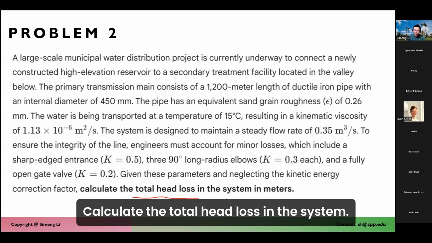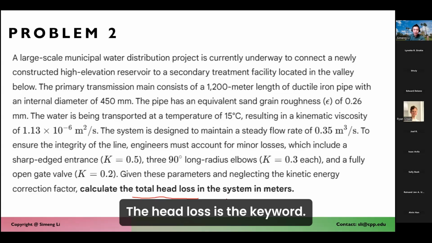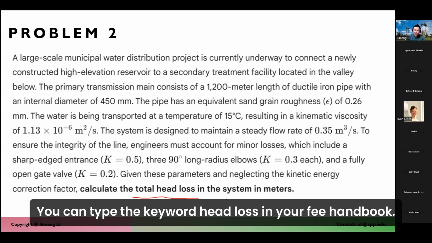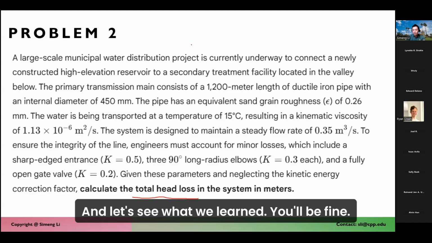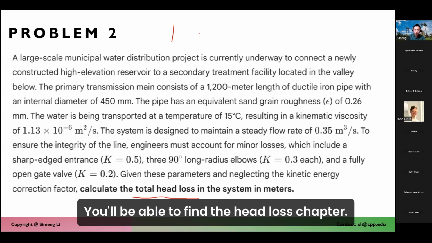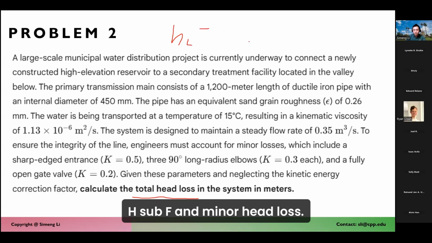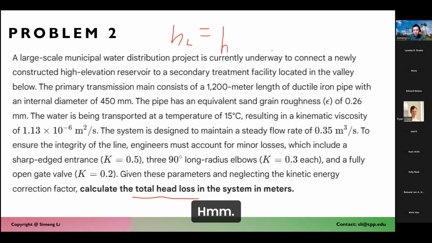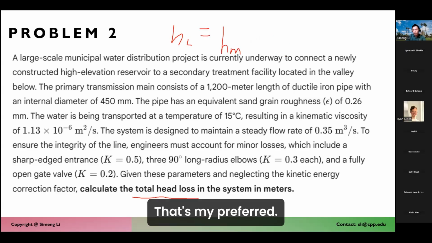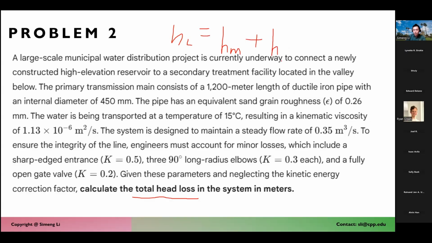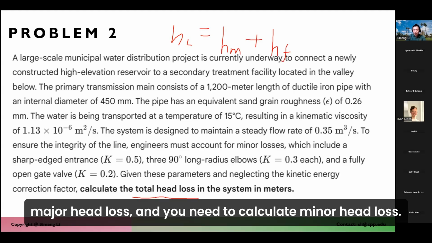Okay, calculate the total head loss in the system. Head loss is the keyword. You can type the keyword head loss in your FE handbook and see what we land on. You'll be able to find the head loss chapter, and you're going to find head loss is a sum of major head loss, H sub F, and minor head loss, H sub M. That's my preferred symbols. The handbook may give you different symbols, but the idea is you need to calculate major head loss and you need to calculate minor head loss.